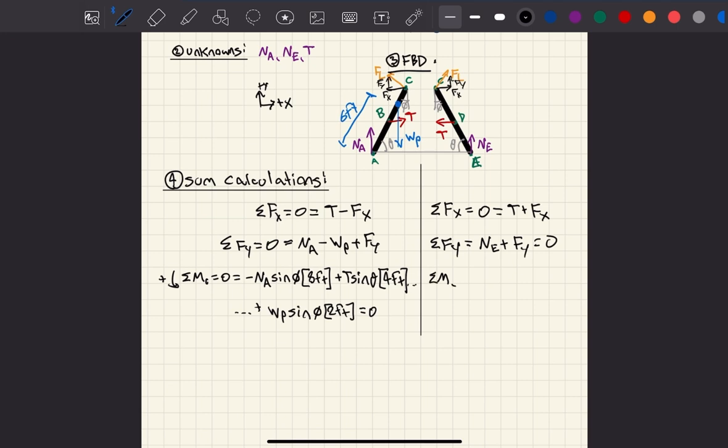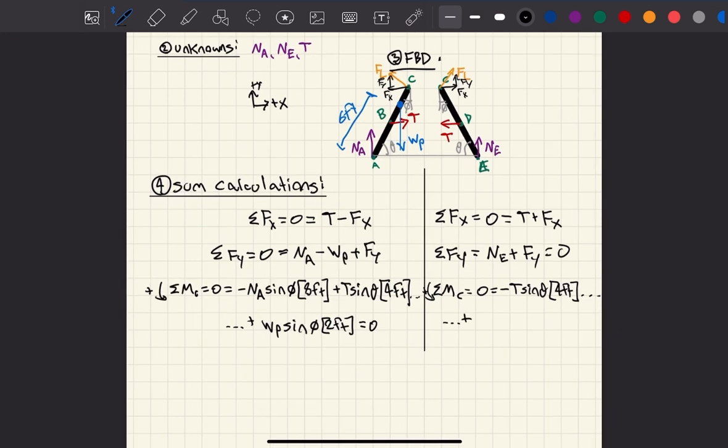You do the exact same logic on the other side. You take the sum of the moments, with positive being counterclockwise, equal to 0. You'll get that the tension force on this side causes a negative moment, and again it's sine theta, and again it's 4 feet away. And you have the normal force at point E, but this time, as opposed to the normal force at point A, this one causes a positive moment, because it's shifting the ladder counterclockwise.